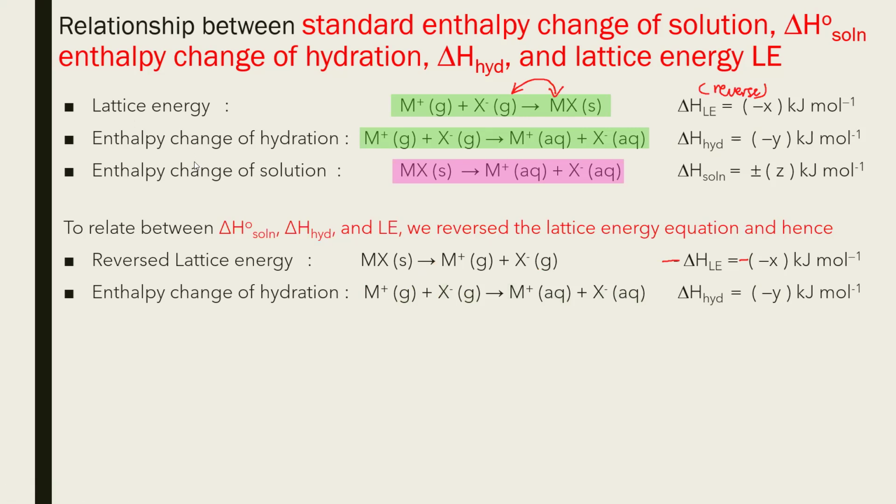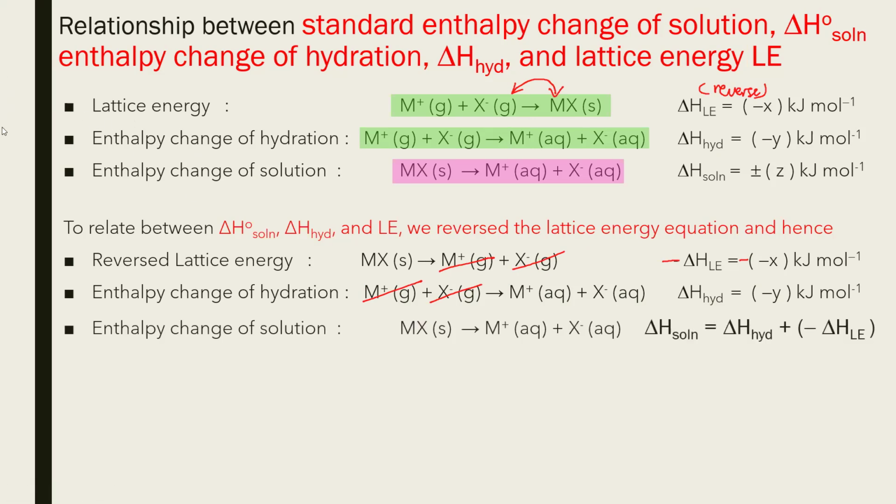So can you now start to see their relationship in here? You cancel the opposite side with the similar species. So X minus cancels with X minus. At the end, what do you have? You have the enthalpy change of the solution in here: MX solid becomes M plus aqueous plus X minus aqueous.